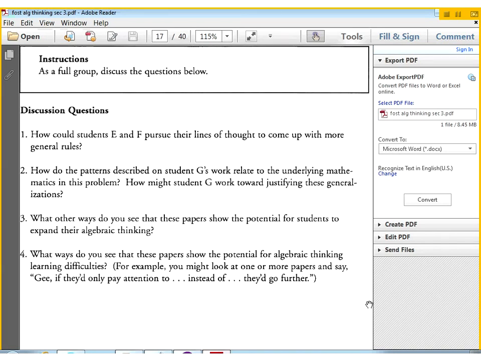Now that you've looked at these examples of student work, we don't really know what students these were. They could have been middle school, they could have been high school students. They're in that range for sure, between, I think, 6th to 10th grade.